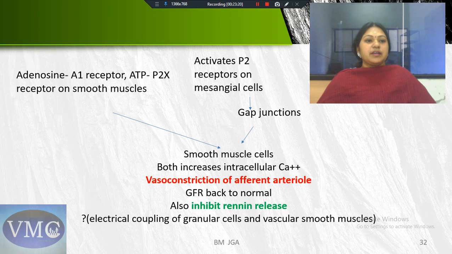It can act directly on the smooth muscles, or it can act through the mesangial cells, causing smooth muscle contraction through the influx of calcium ions. So there is constriction of the afferent arteriole, which causes the flow to the glomerulus to get reduced, and this causes GFR to come back to normal. This also causes inhibition of your renin release. You must remember this, because there is already a high blood flow. Volume is more, BP is more, so you don't need renin here.